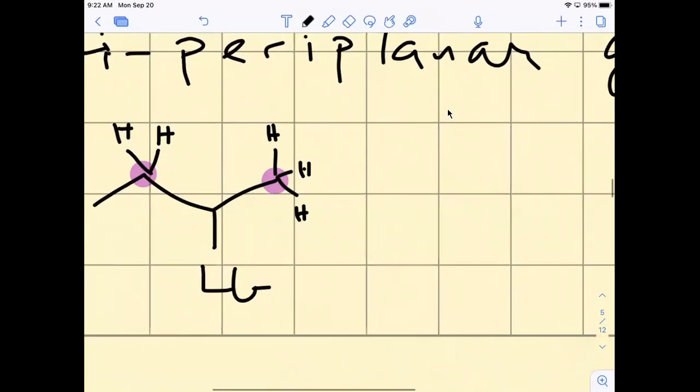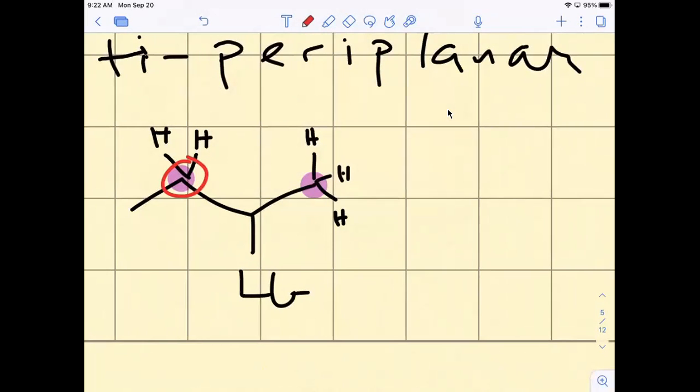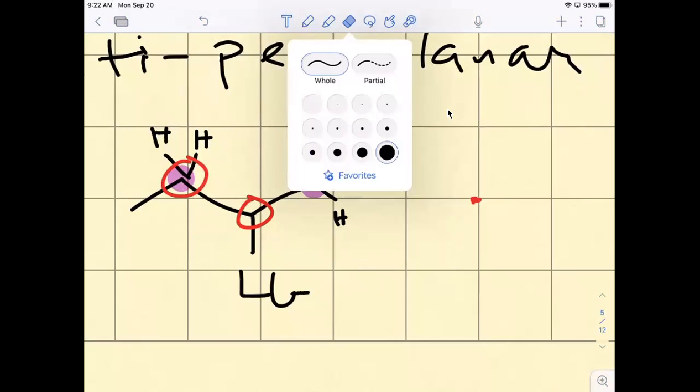So I'm going to draw this. I want to draw it in terms of this carbon and this carbon, right? So we're going to make the carbon where the leaving group is the front carbon. So that's here. So I'll put my leaving group on that carbon.